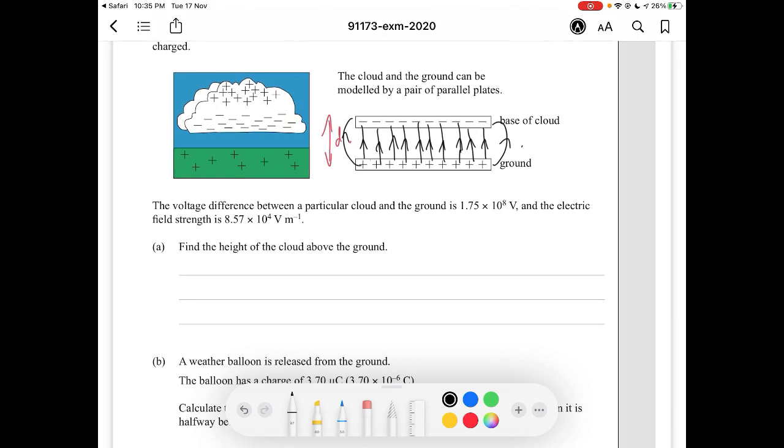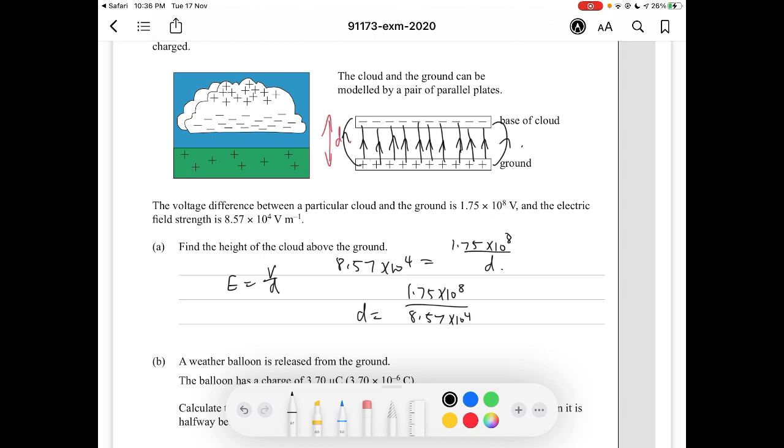But let's just get to the question. So find the height of the cloud above the ground. So we can use that E equals V over D. And we know that E is 8.57 times 10 to the power of 4. That equals the potential difference, which is 1.75 times 10 to the power of 8 over D. So therefore, D equals 1.75 times 10 to the power of 8 divided by 8.57 times 10 to the power of 4.